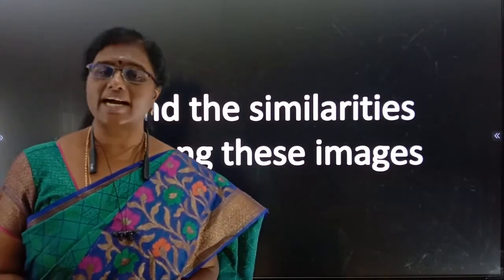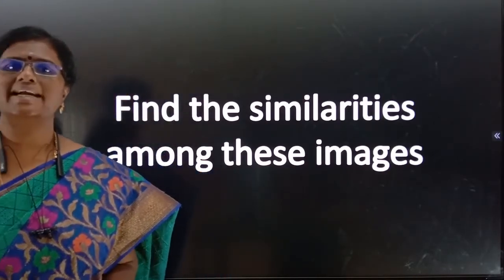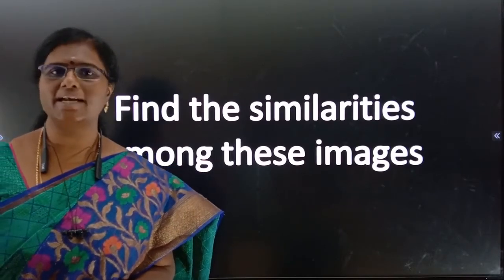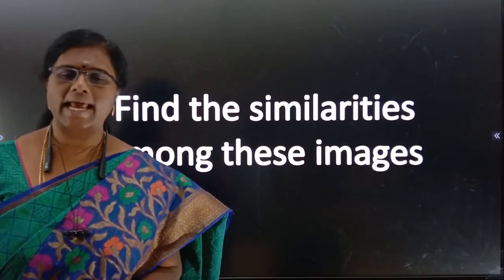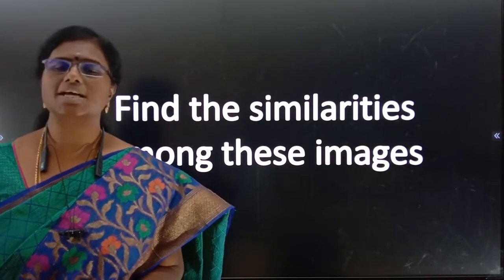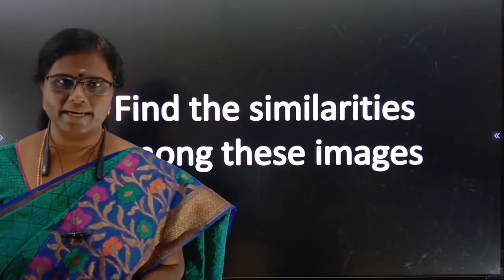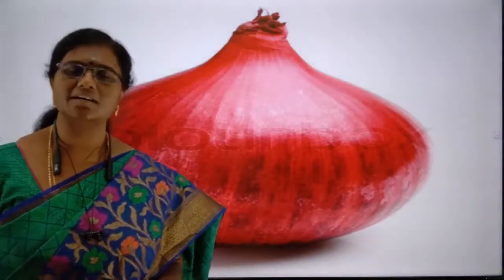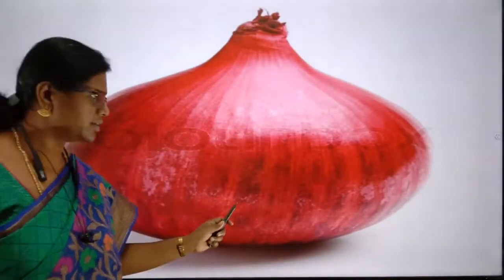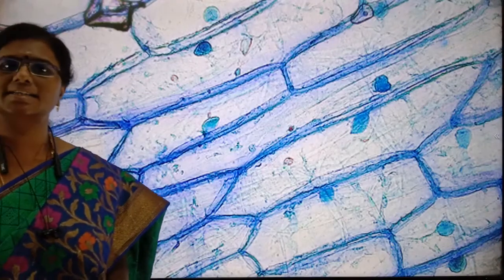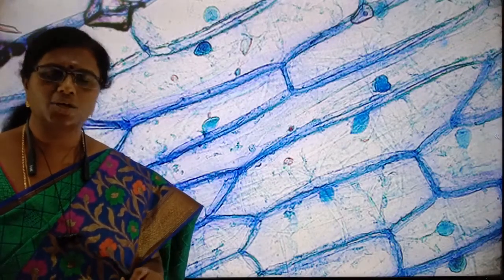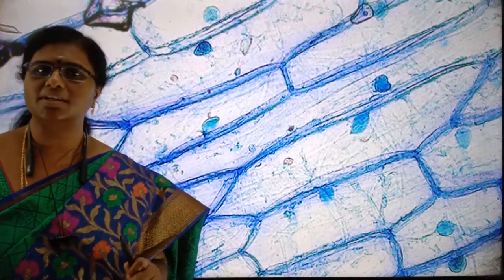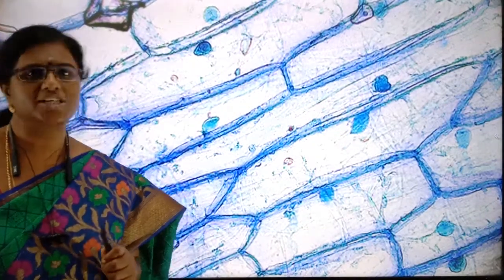Before we go into the content of part 2, let us have a small activity where we are going to find the similarities among the pictures. I will be showing you 3 pictures. You are going to find out what the similarities of the pictures are. What is this picture? Yes, this is onion. These are the cells of onion. You are going to observe these pictures well.